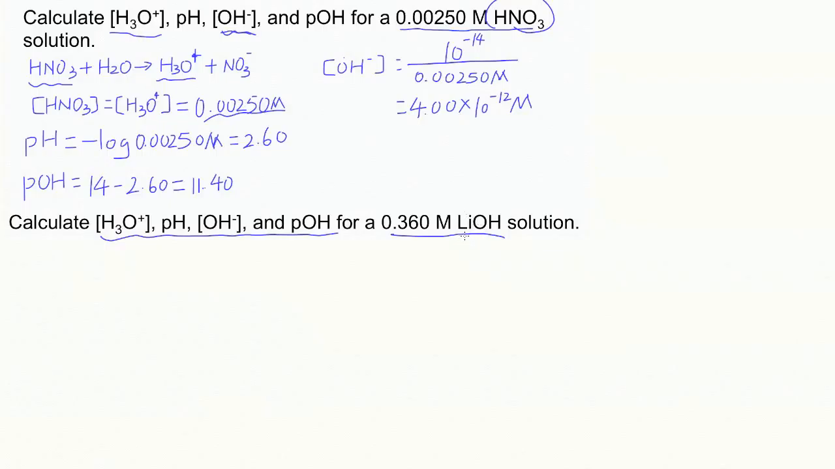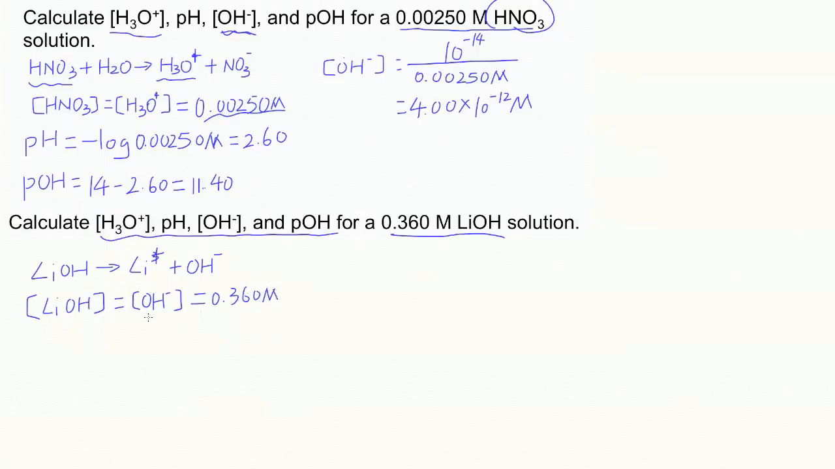Lithium hydroxide is a very strong base. Therefore, 100% dissociation in water, gives you lithium 1 plus and hydroxide. So the concentration of lithium hydroxide equals the hydroxide concentration itself. And that is 0.360 mole per liter.